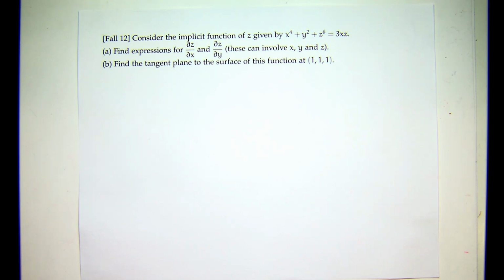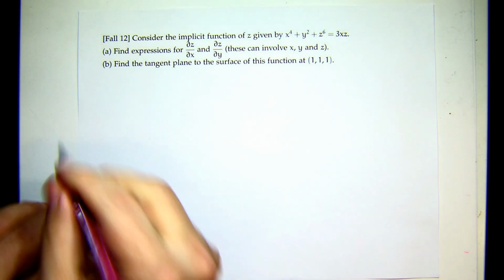So I want to find the expressions partial z partial x and partial z partial y. And there's a note here that these can involve x, y, and z. So in other words, look, when you're solving for implicit functions, don't feel like you have to somehow eliminate variables. No, it's okay. They'll have all sorts of things.